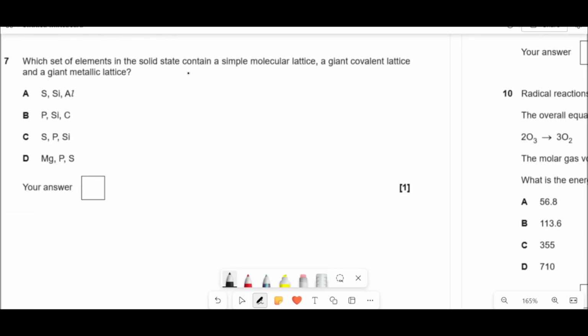So then it says, which elements in the solid state contain a simple molecular lattice, a giant covalent lattice, and a giant metallic lattice? So simple molecules are just things that are covalently bonded to each other, but they're separate molecules. Like I2, for example, is I bonded to I, and then another I bonded to I separately from it, right?